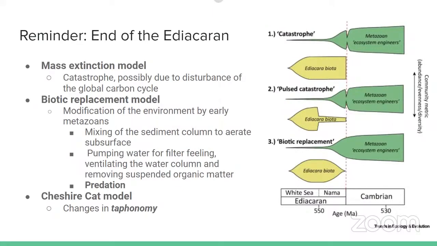Cool. All right. So at the end of the Ediacaran, we assume some type of dying off of these Ediacaran biota. Exactly how that happened, we have different models. We could have had a catastrophe and a complete mass extinction, right? Possibly due to disturbance in the global carbon cycle that we could see when we were looking at the rock record. We also thought about biotic replacement.